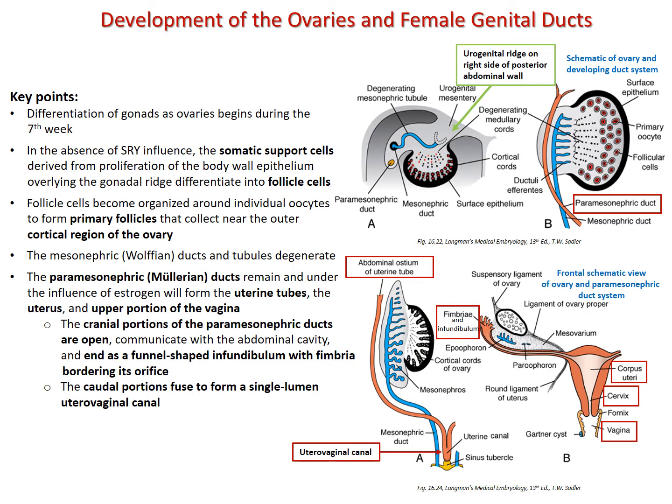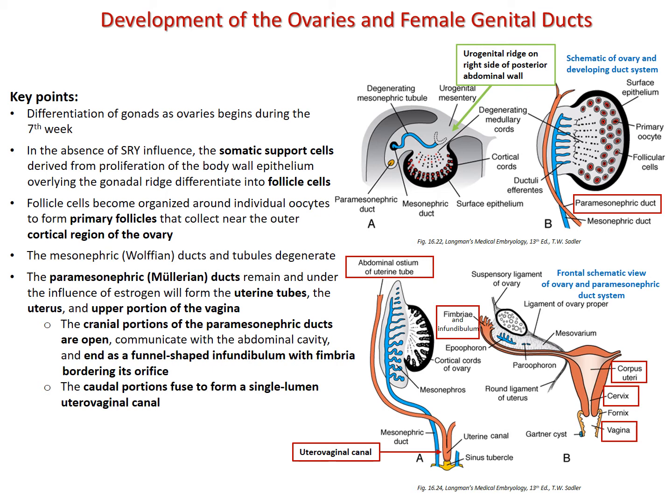We now move to the development of the female reproductive system. We begin with the development of the ovaries and the female genital ducts with schematics on the upper right showing a right urogenital ridge and the developing ovary and its paramesonephric duct system. As in the male, differentiation of the gonads as ovaries begins during the 7th week.